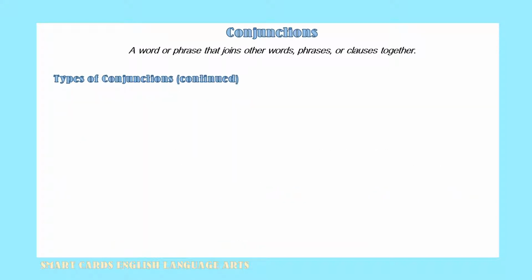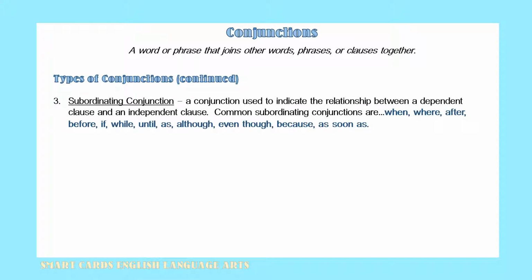And now we come to our last conjunction, which would be a subordinating conjunction. This is a conjunction used to indicate the relationship between a dependent clause and an independent clause. For instance, we have the dependent clause, dinner was delicious. We also have an independent clause, the chef was distasteful.